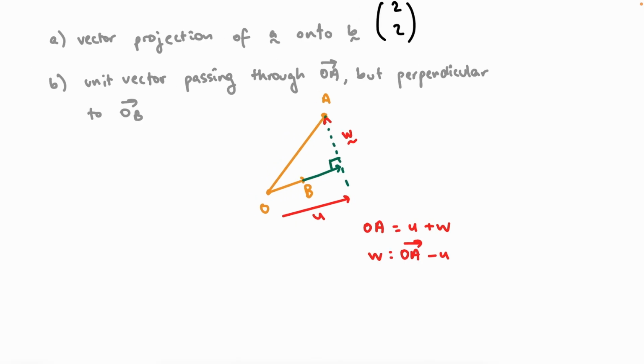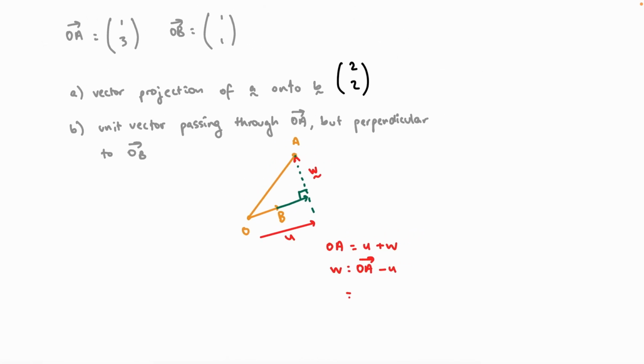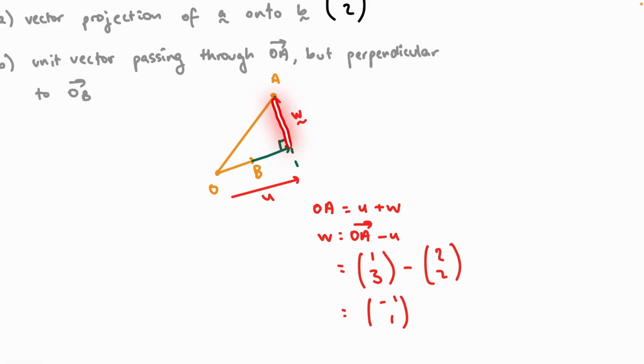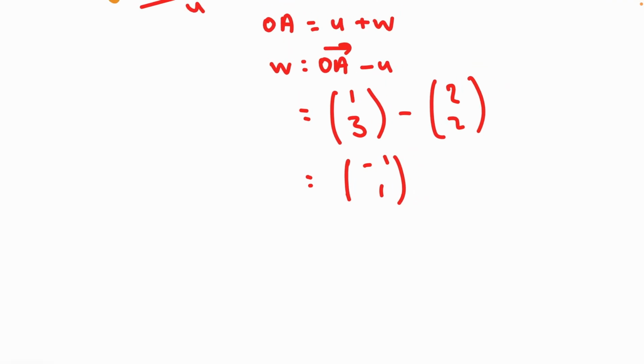And we have both these vectors. The vector OA is just the same as (1, 3), and the vector U is the vector projection, which is (2, 2). So that's the same as just (-1, 1). So that's the vector W, which goes in this direction here, which is perpendicular. But we want the unit vector for this here. So what we're actually after is W with a hat on top. Okay, so W with a hat like this.